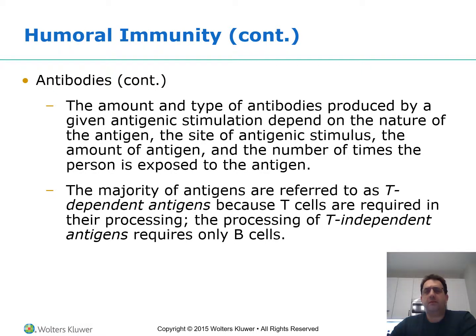Now, the amount and type of antibodies produced by any stimulation depends on the nature of the antigen, where it was stimulated, how much of it is present, and the number of times you've been exposed. Every time you're exposed to something, your immune response is stronger and quicker. Now, the majority of antigens are referred to as T-dependent antigens because T cells are required to process them. There are only a handful of T-independent antigens that just require B cells.